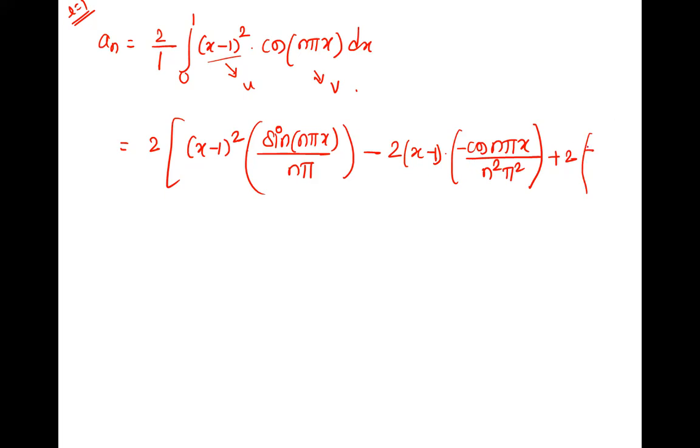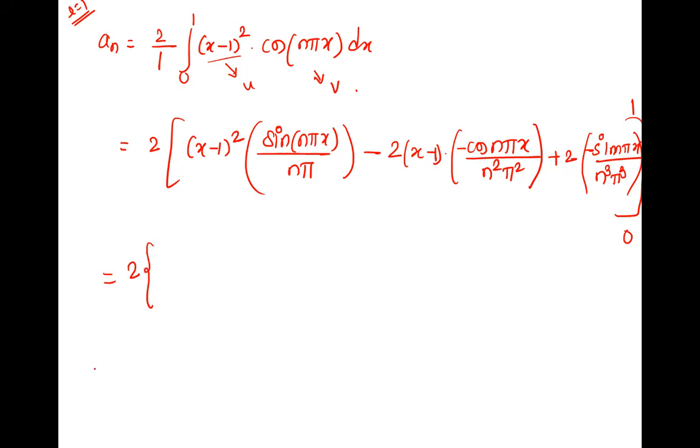Minus sin n pi x upon n cube pi cube. Minus sign as it is. Integration of cos is sine, so sine n pi x upon n pi into n cube pi cube. And this is from 0 to 1.